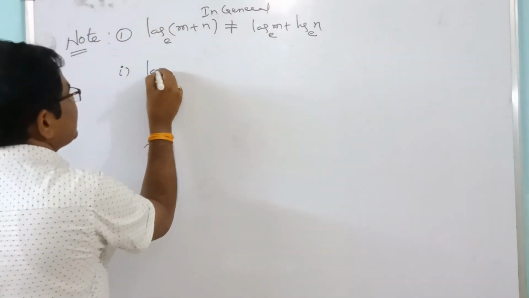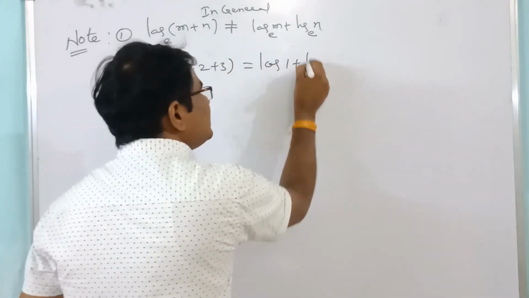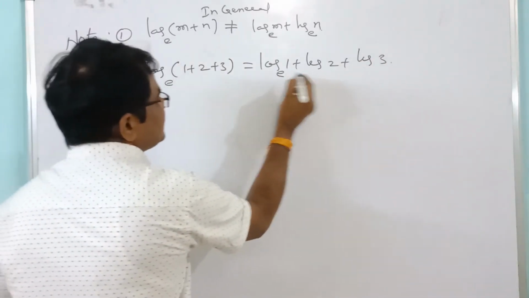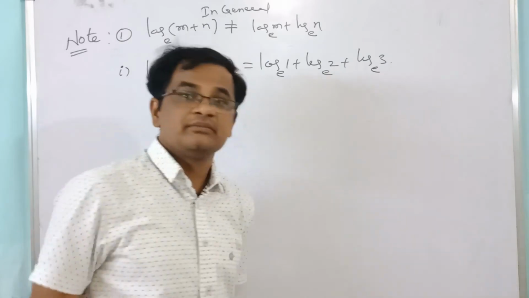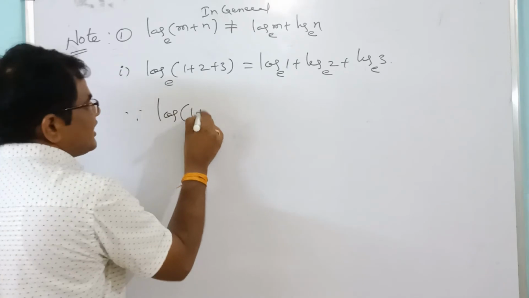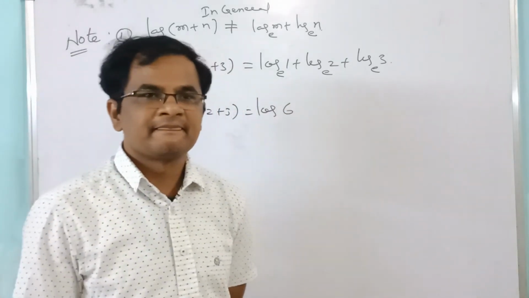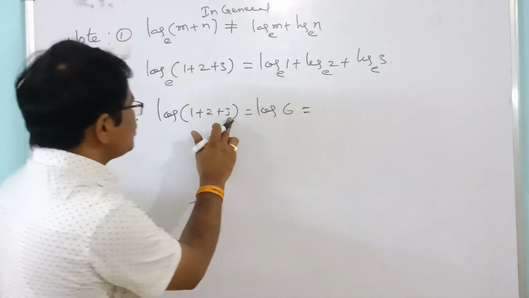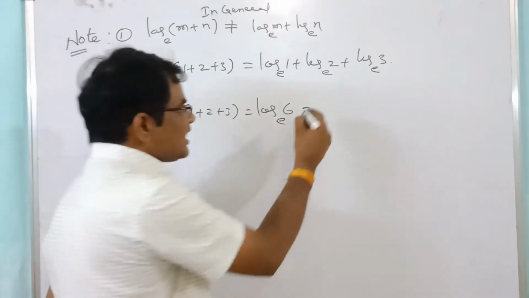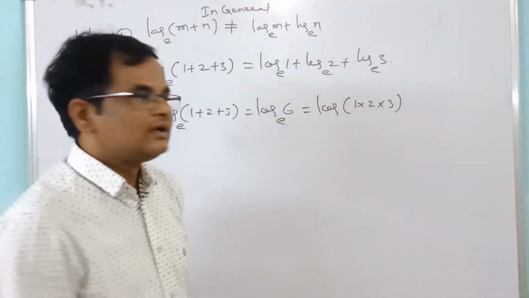See, suppose if you take log of 1 plus 2 plus 3, you can write log 1 plus log 2 plus log 3. Any base, here e, here also e, here also e. Because, what is the reason? Since, here listen, log of 1 plus 2 plus 3 equal to what? Log 6. Can you write? That is equal to 1 plus 2 plus 3 to the base e, 6, no? Log 6. Again log 6, how to write? 1 into 2 into 3. Can you write again? To the base e.